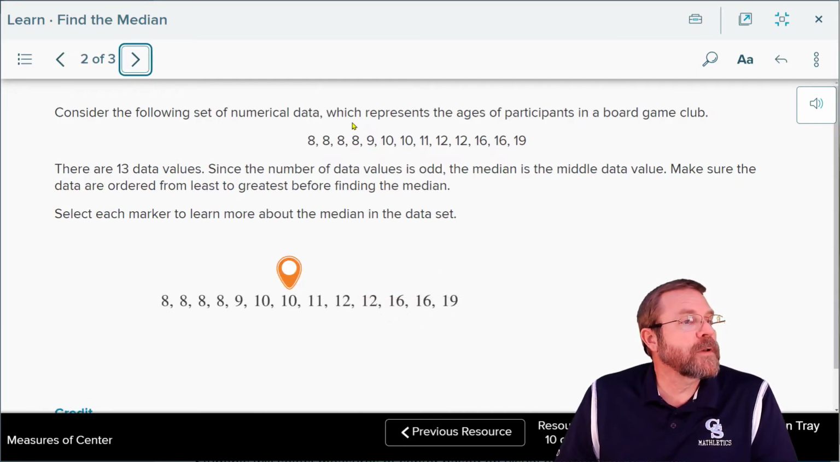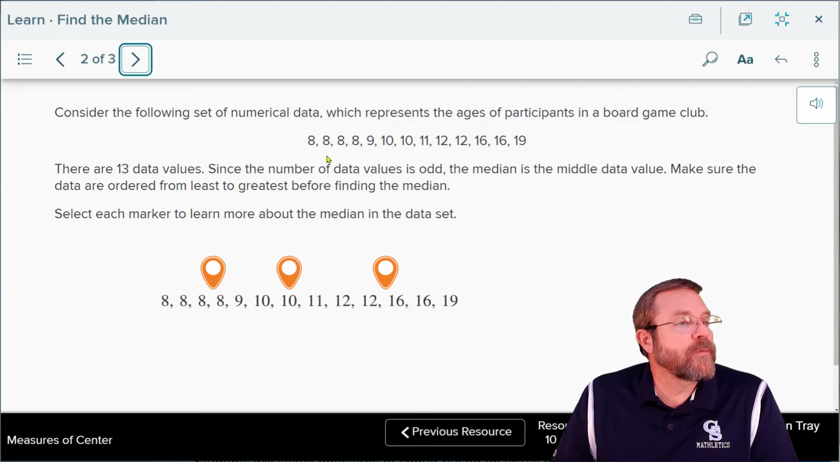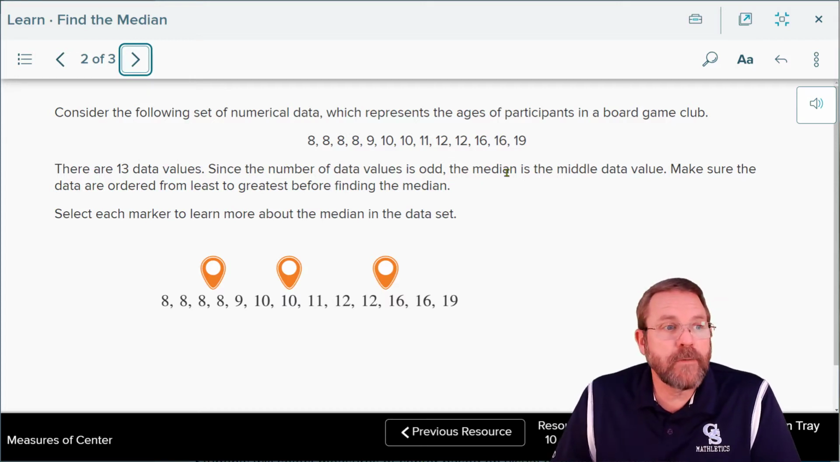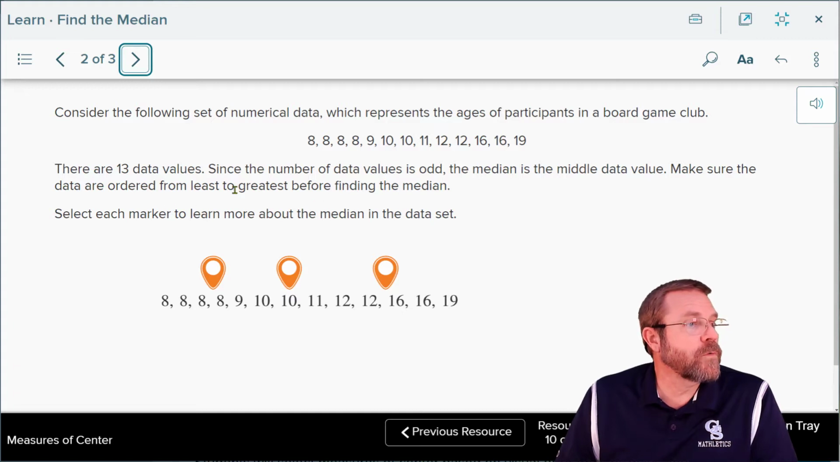Consider the following set of data, which represents the ages of the participants in a board game club. They've actually went ahead and listed them in order from least to greatest, making it real simple for you. There are 13 data values. Since the number of data values is odd, your median is going to be the middle data value. Make sure the data is ordered from least to greatest when you're finding the median.